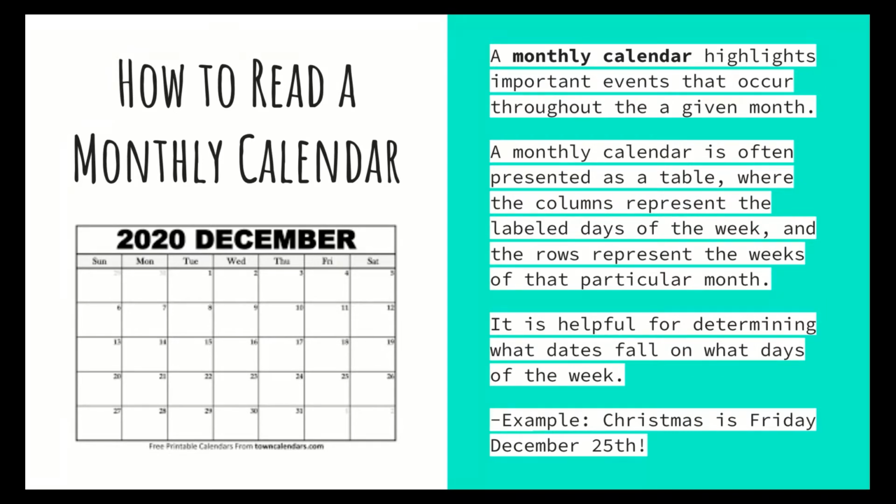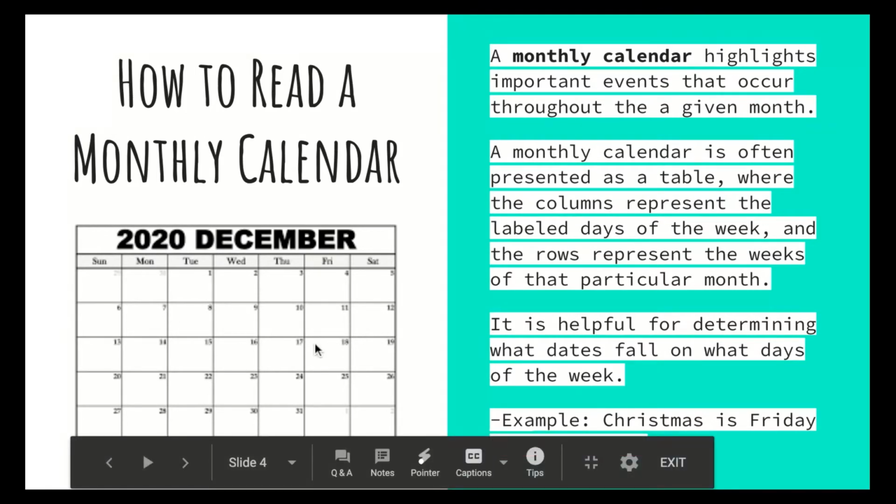The columns represent the labeled days of the week. So there's Sunday, Monday, Tuesday, Wednesday, Thursday, Friday, Saturday. And then the rows, which we read side to side, represent the weeks of that particular month. In this case, it is December. So this would be week 1 of December, week 2, week 3, week 4, and week 5. So December 2020 has 5 weeks.